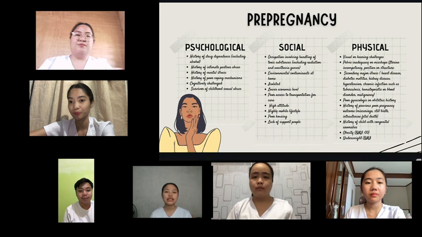Factors that categorize a client to be high risk under the pre-pregnancy. For the psychological: history of drug dependence including alcohol, history of intimate partner abuse, history of mental illness, history of poor coping mechanism, cognitively challenged, and lastly, survivor of childhood sexual abuse.